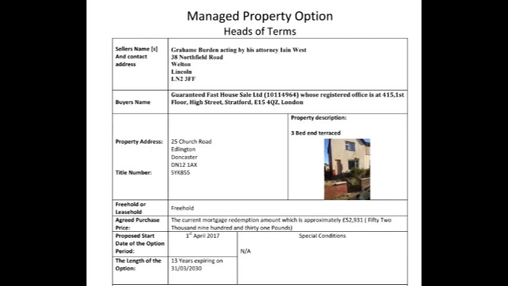This is the property, as you can see, head of terms already done. You have the seller's name, and you have the buyer's name here. And then you have the property address. It's a 3-bed terraced, and the type of property is freehold. And then the agreed purchase price, as you can see, Sarah, 52,931.